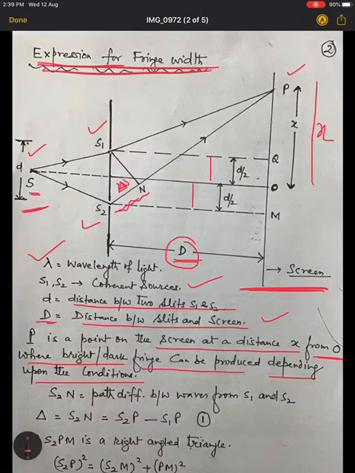So S1P is the distance traveled by the wave starting from S1, and S2P is the distance traveled by the wave starting from S2. It is clear from the figure that the wave starting from S2 covers more distance than the wave starting from S1. So this S2N is the additional distance covered by the wave starting from S2, and that is called path difference. So S2N is the path difference between waves from S1 and S2.